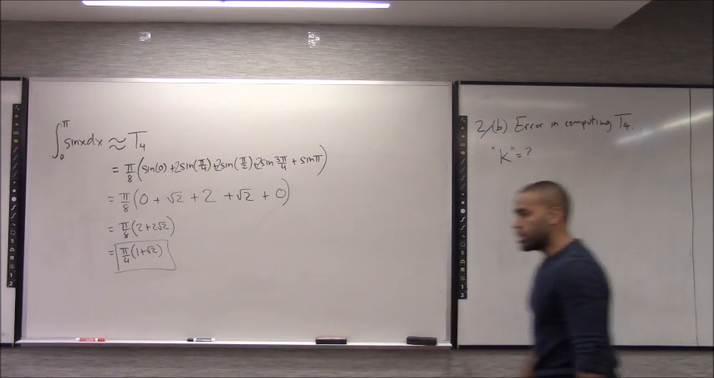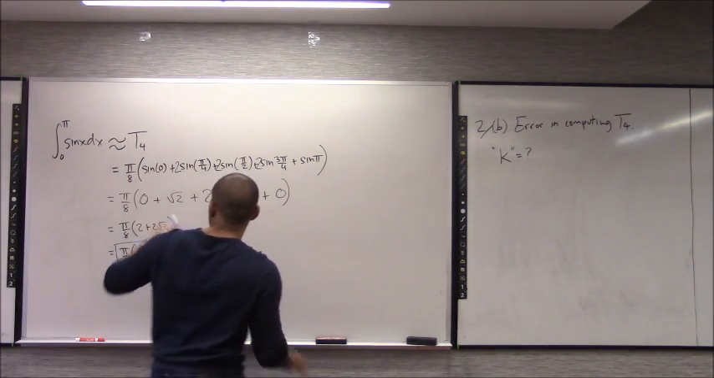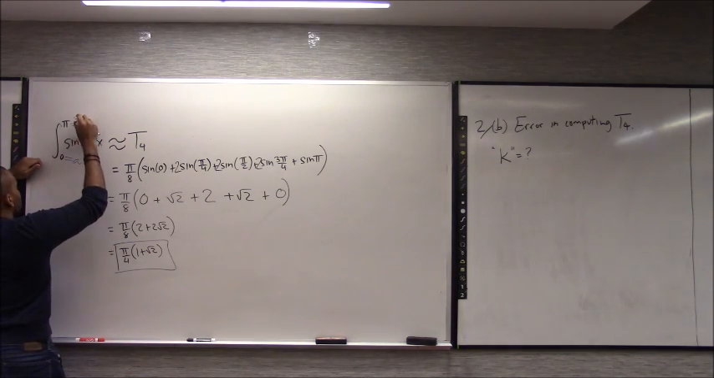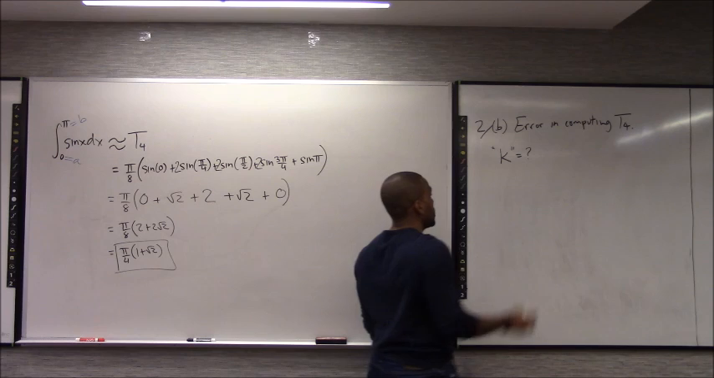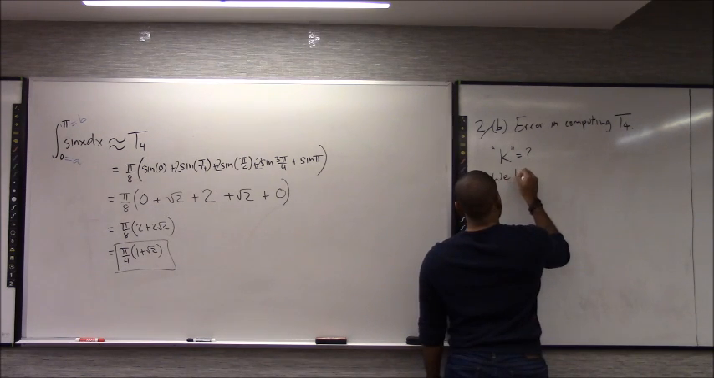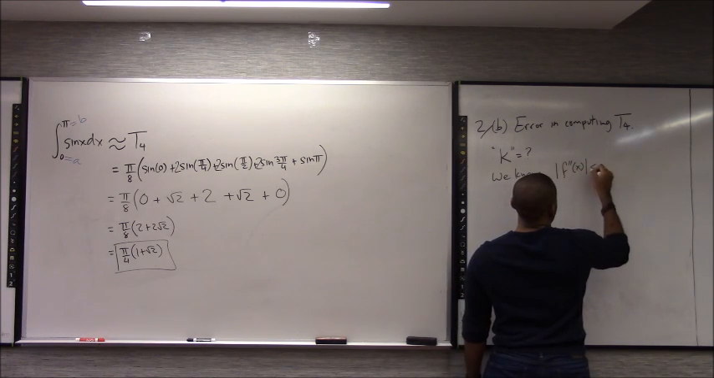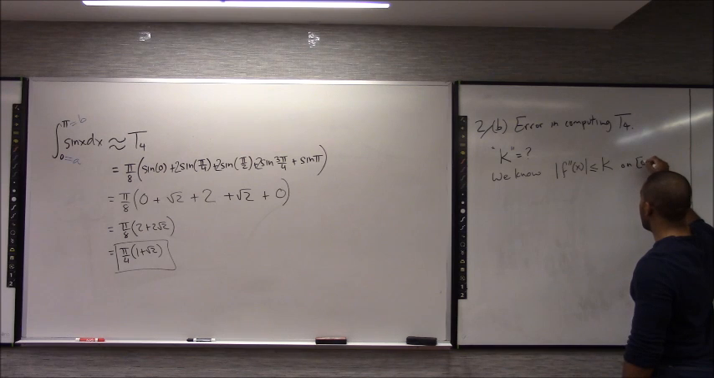The other things we would have already found from problem 1. So the B and the A we're going to know from the problem. The A is actually the 0, and the B is actually the pi. So the thing that we're going to need is to know what the K is. And we know K is an upper bound for the second derivative on the interval 0, pi.